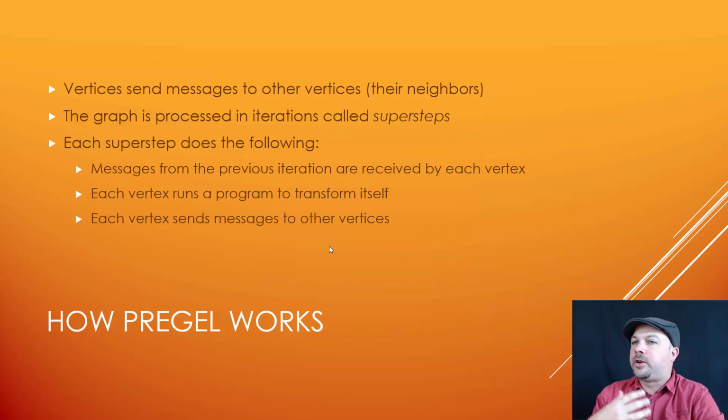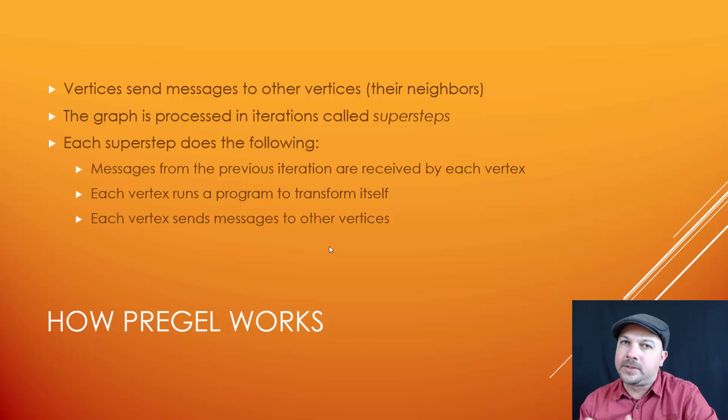So Pregel is just a general purpose mechanism for walking through a graph and doing stuff as you go. So it's very extensible into different problems. At a high level, the way it works is every vertex sends a message to other vertices, their neighbors, the ones that they're connected to through edges. And this happens in iterations that are called supersteps in Pregel. And through each superstep, the following three things can happen. Messages from the previous iteration are received by each vertex.